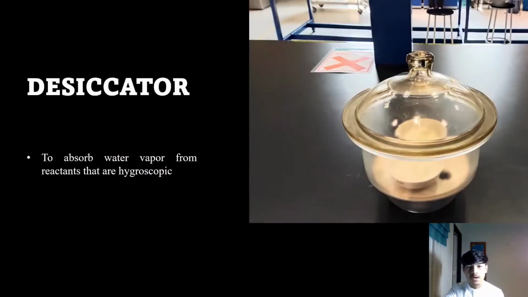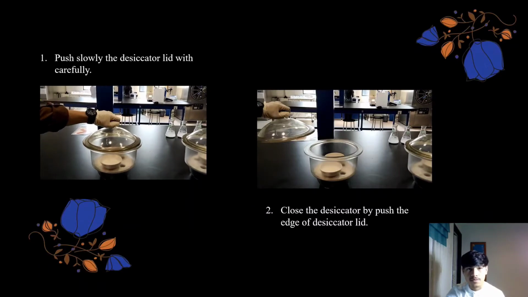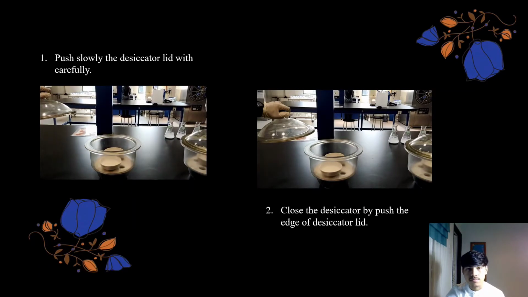Now the desiccator. The function of the desiccator is to absorb water vapor from reactants that are hygroscopic. First, push the desiccator lid slowly and carefully. Step 2. Close the desiccator by pushing the edge of the desiccator lid.